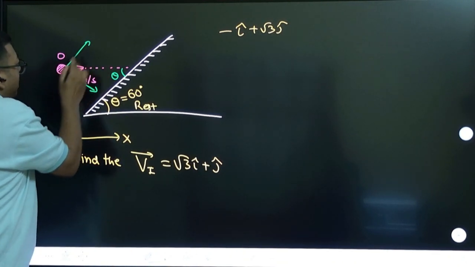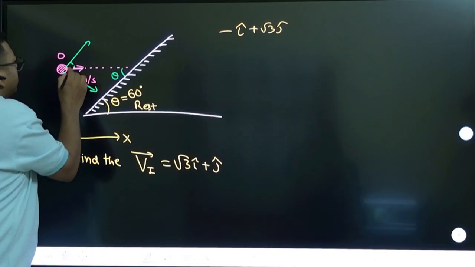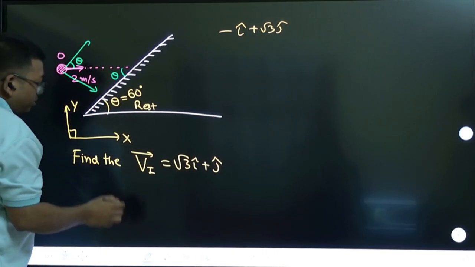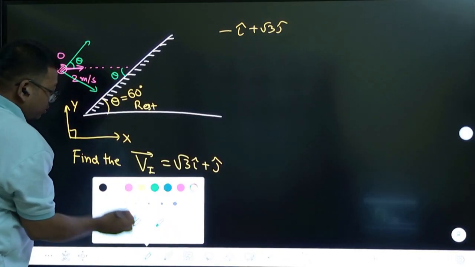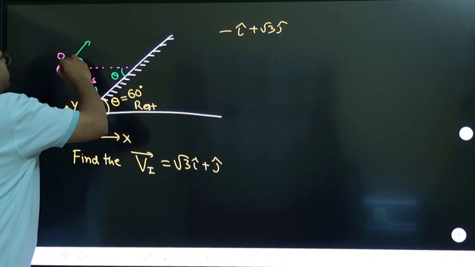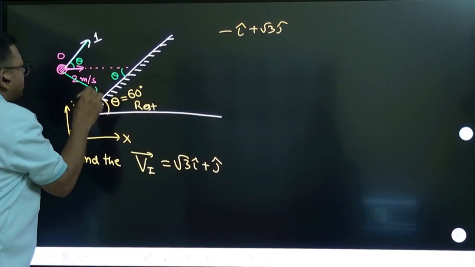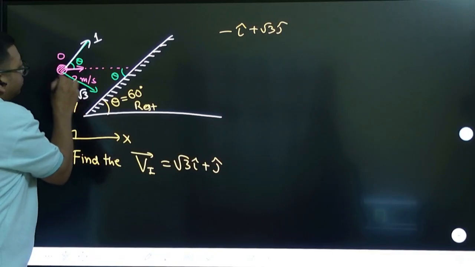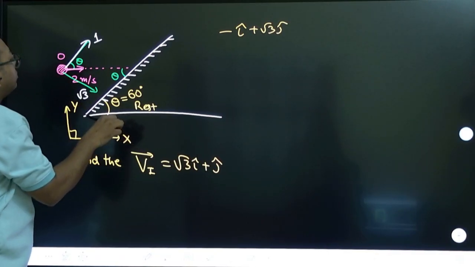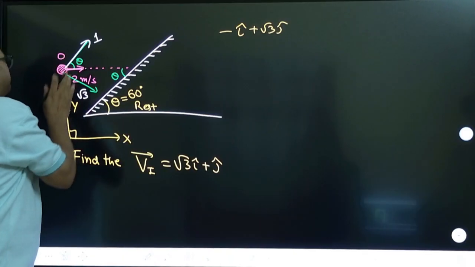This is also theta. That means what? This is parallel to this, right? So this is also going to be theta. Theta is 60 degrees, we know that. So let us resolve this 2. So 2 cos 60 degrees will become 1 and 2 sin 60 degrees will become root 3. So the root 3 component is perpendicular to the plane and 1 is parallel along it.